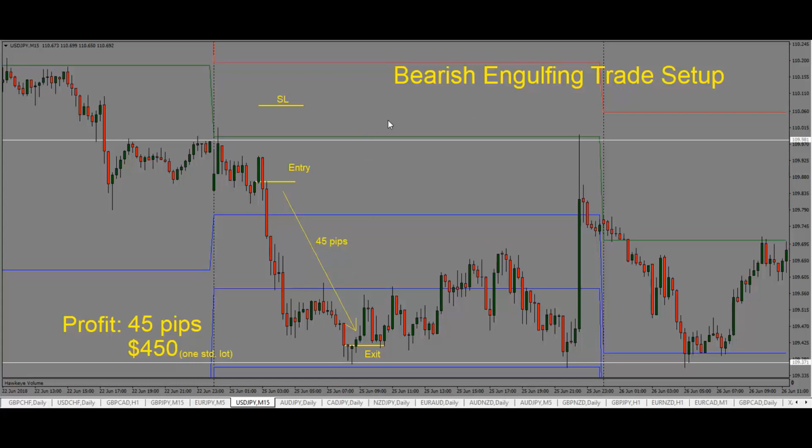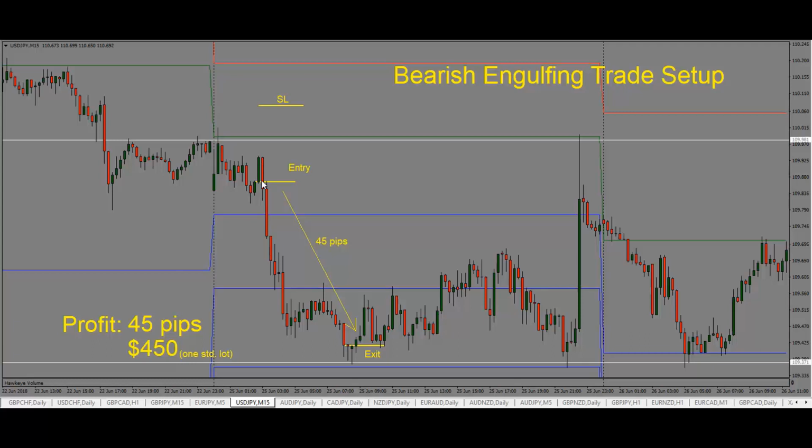So just to recap, a bearish engulfing candle closes when price reverses direction, so price starts to move lower. And if you were to take this red candle here and place it on top of the previous candle, it will completely engulf it or cover it. So this is our bearish engulfing candle close here.